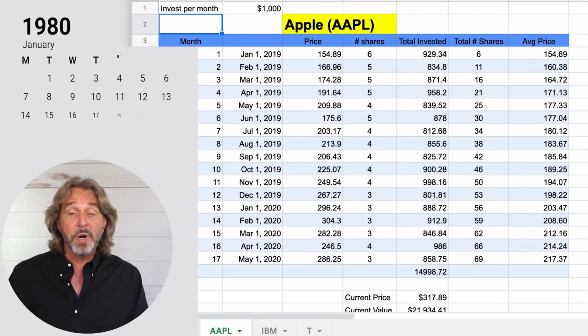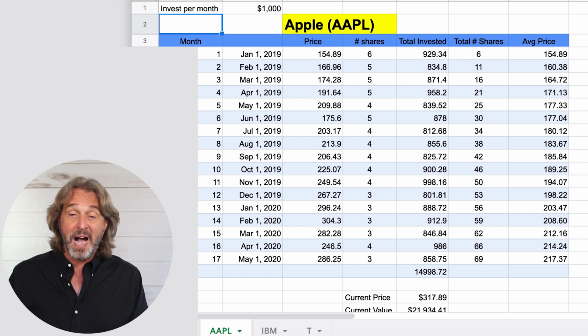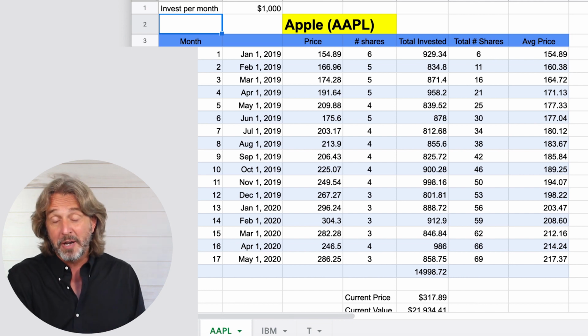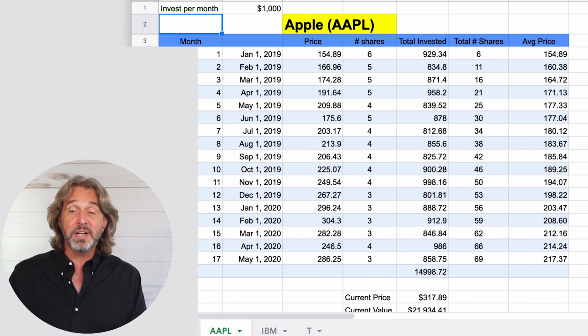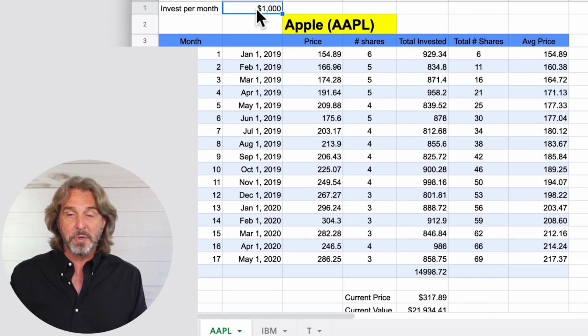And I want to show you an example of Apple right here. So here's what I did this morning. I went back over the past 17 months, so from January 1st, 2019. And I actually looked at the price of Apple in the beginning of the month. Yes, I did spend some time to show you some real life examples. So the idea here is that you would invest $1,000 a month buying Apple shares.